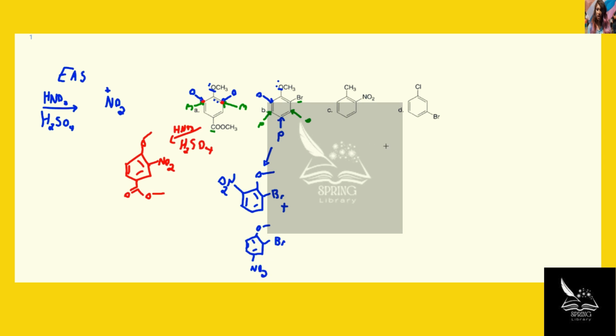Now, what about problem C? So C, we have a methyl group and a nitro group. And what we know is that nitro is an electron withdrawing group, just like this ester group here. And because of that, we know that nitro is going to be meta-directing. So we have 2 meta positions for the nitro.